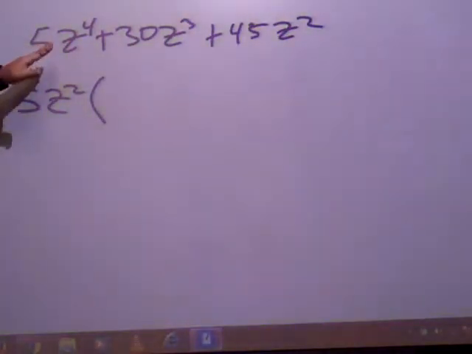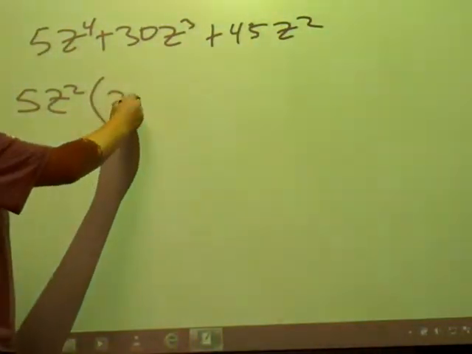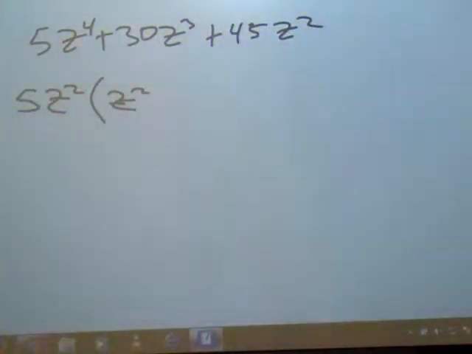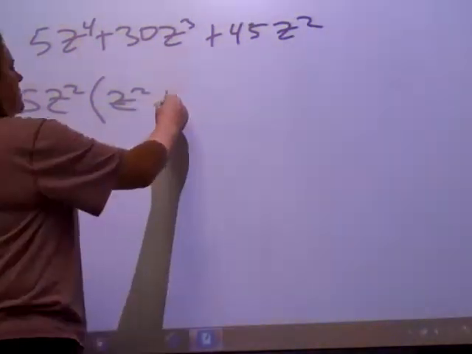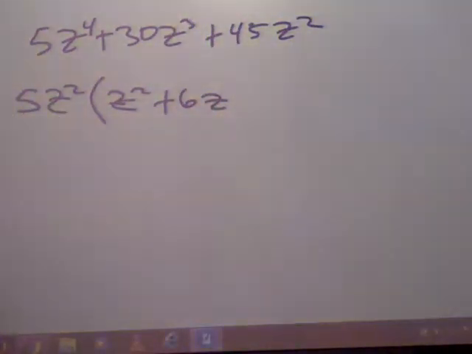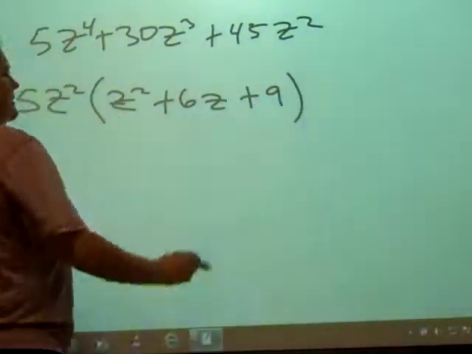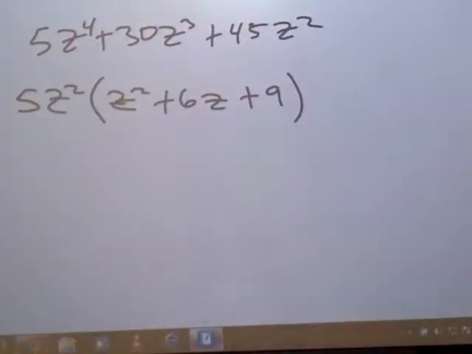Okay, what's 5Z to the 4th divided by 5Z squared? Z squared, good. What's 30Z cubed divided by 5Z squared? 6Z, good. What's 45Z squared divided by 5Z squared? 9. Right. Right here is Z squared.